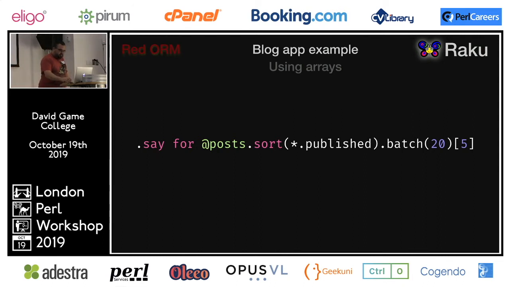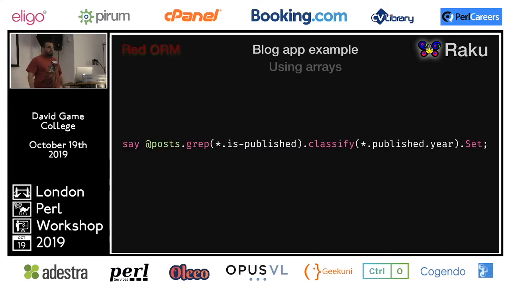And we could also, if we would like to get all years that had a published post, just do that. Grep for all published posts and classify them by the year of publishment and create a set of it. And it would return a set of years that has at least one post published.